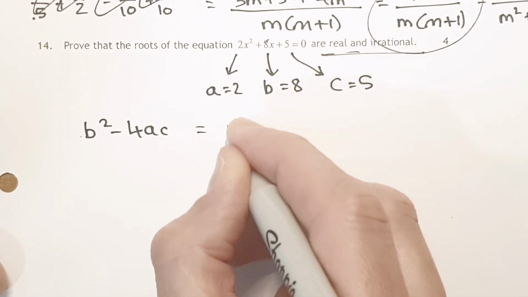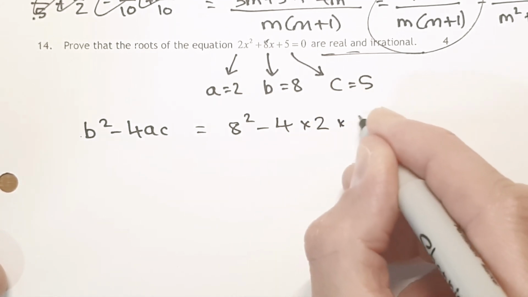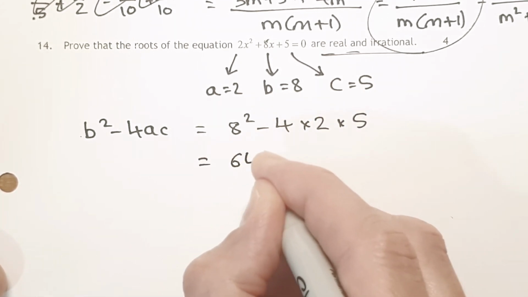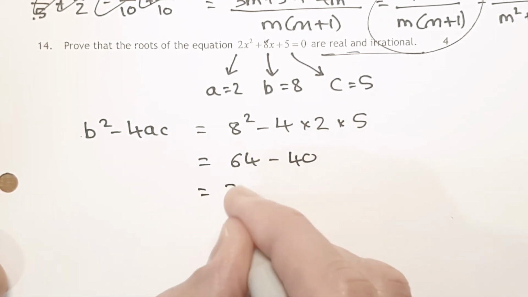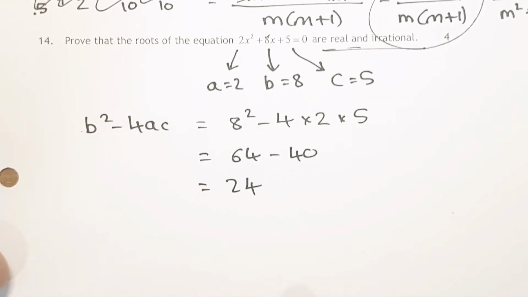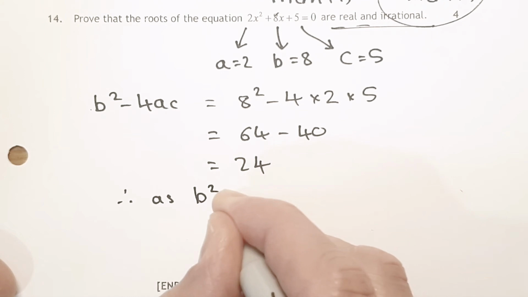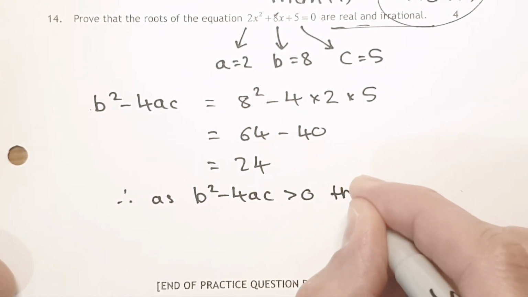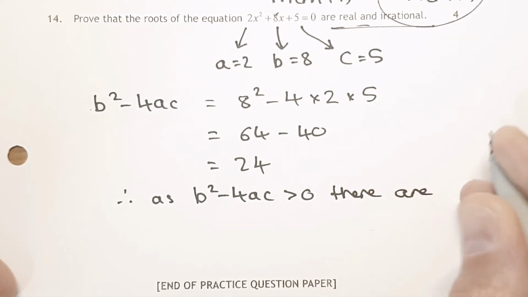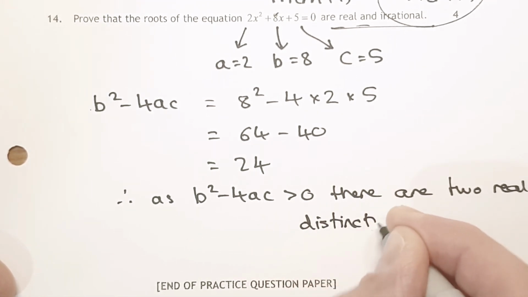So b squared minus 4ac is going to be 8 squared minus 4 times a, which is 2, times c, which is 5. So it is 64 minus, so 4 2s are 8, 8 5s are 40, equals 24. So you can say, therefore, as b squared minus 4ac is greater than 0, there are two real distinct roots.